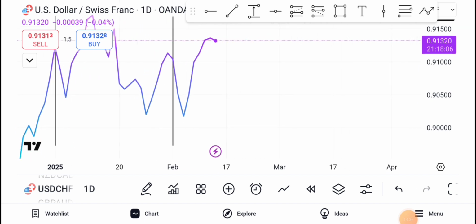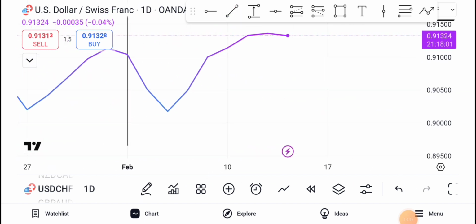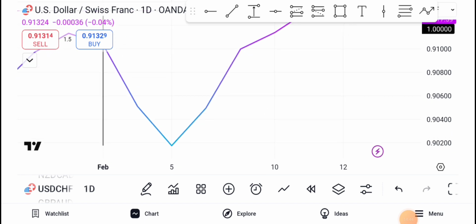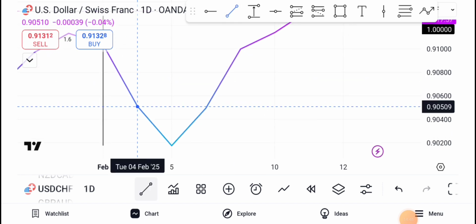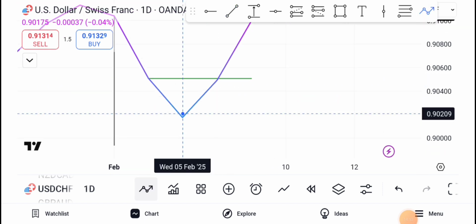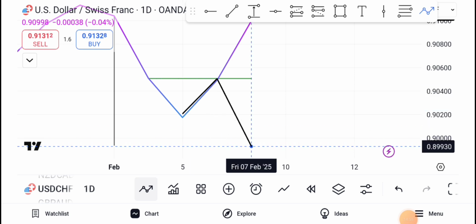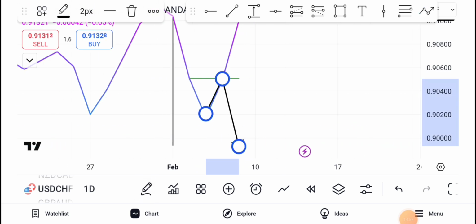So not much has been found on the... need to expand to see. Here, which was 4th February, I would have drawn this and then expected a sell from here. But it never happened.